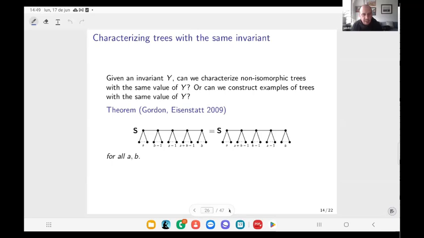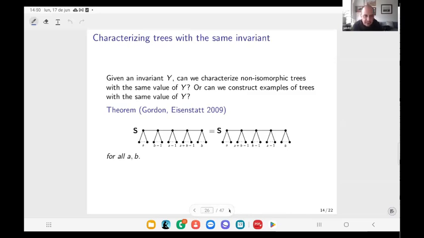In graph polynomials and in graph invariants, there are a lot of papers where people try to solve this question for different invariants, like graphs that have the same chromatic polynomial, graphs that have the same Tutte polynomial, matroids that have the same Tutte polynomial, and so on and so on.